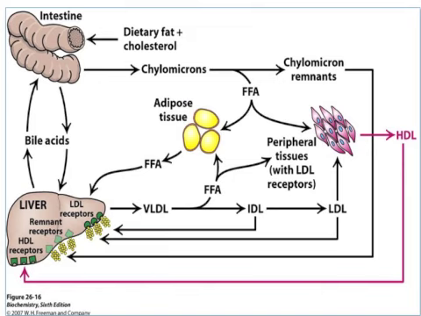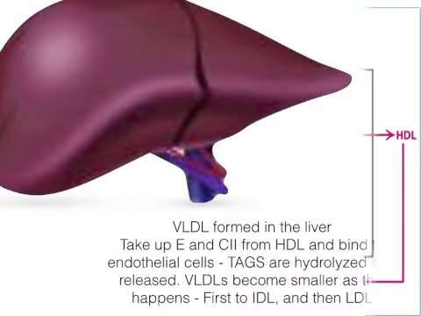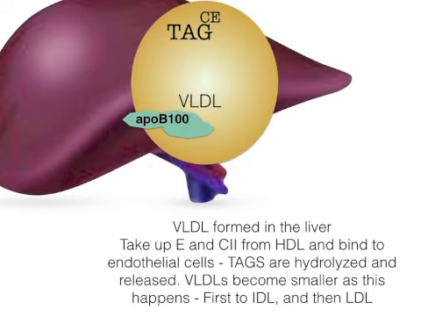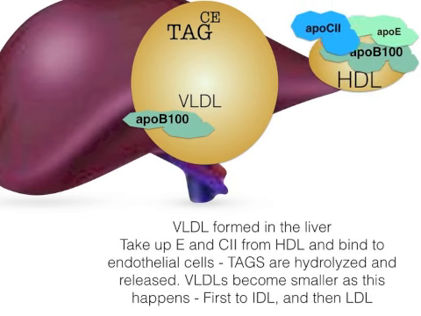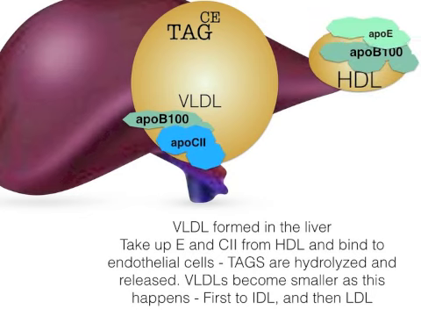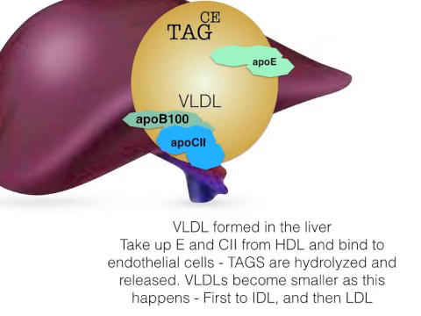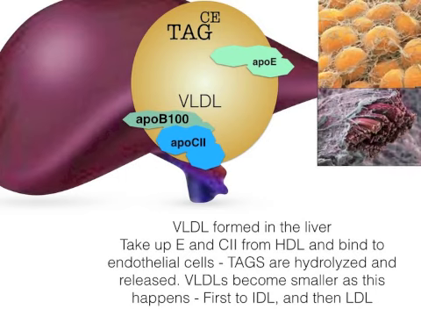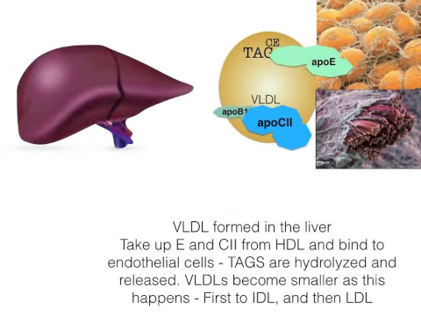We're now going to talk about the transport of endogenous lipids, VLDLs, IDLs, LDLs, and HDLs. VLDLs are formed in the liver, and just like chylomicrons, they take up apolipoprotein E and C2 from HDL. Now the VLDL is activated, and it's going to bind to the endothelial cells in the tissues. ApoC2 binds to lipoprotein lipase.